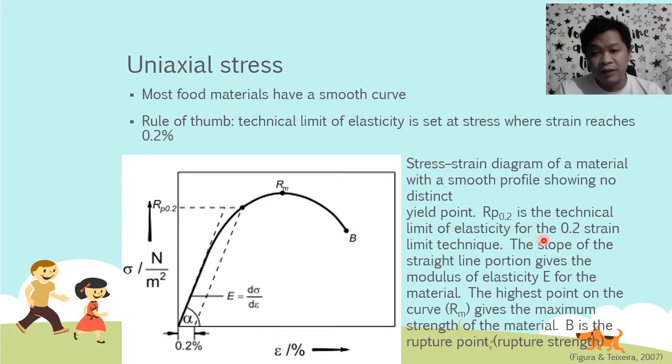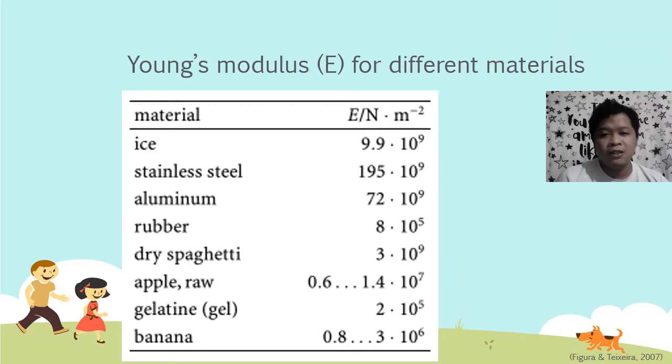And then you have the slope, which is the straight line portion. So dyan na makukuha yung Young's modulus E mo. Okay, and then you have the point Rm, which is the highest point of stress, and then you have the rupture point B over here. Okay, so dito makikita natin yung iba't ibang values for the Young's modulus for different materials, food or otherwise.